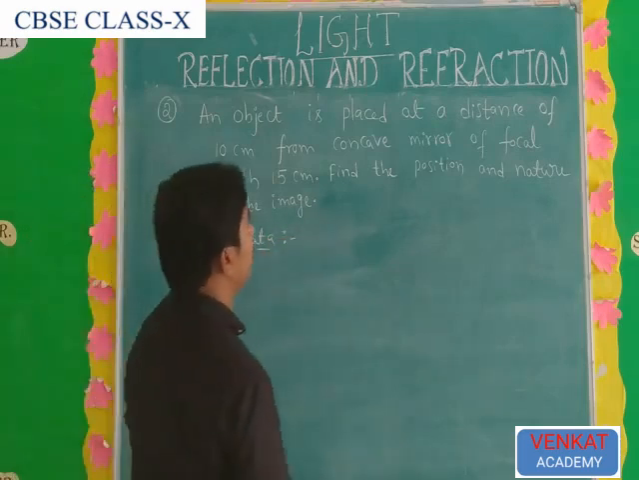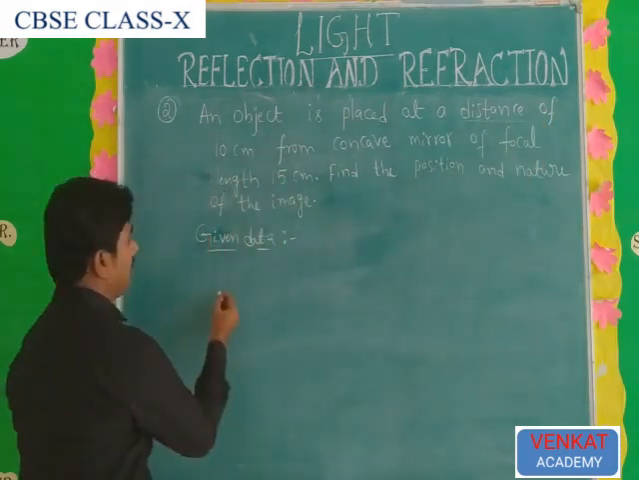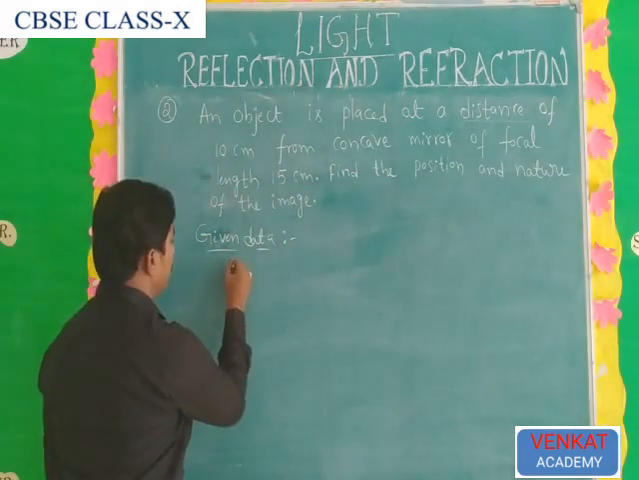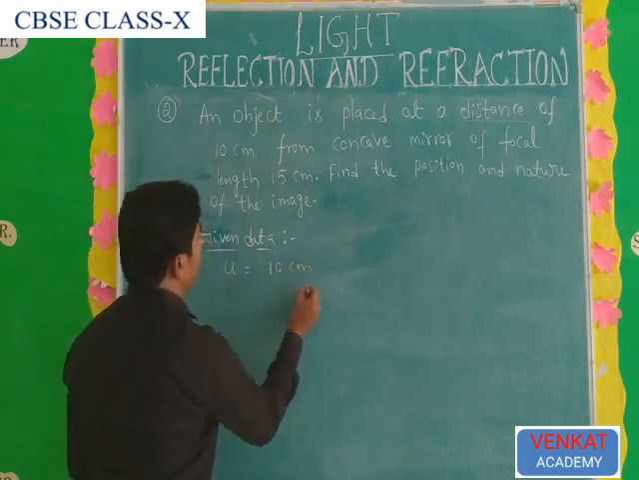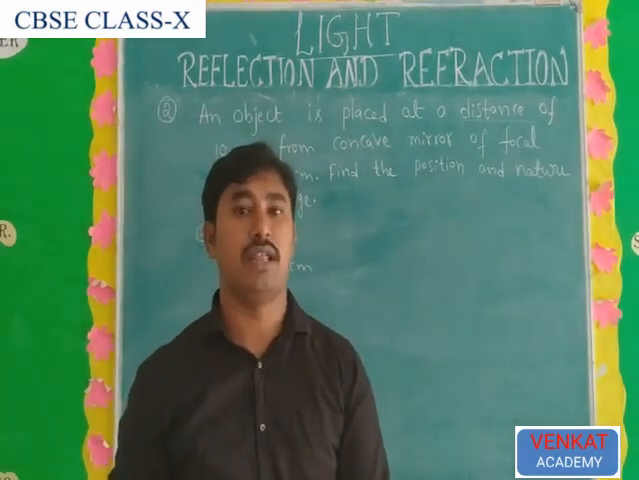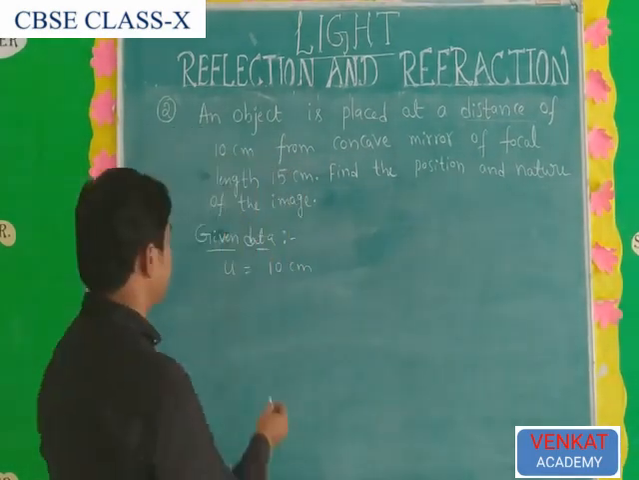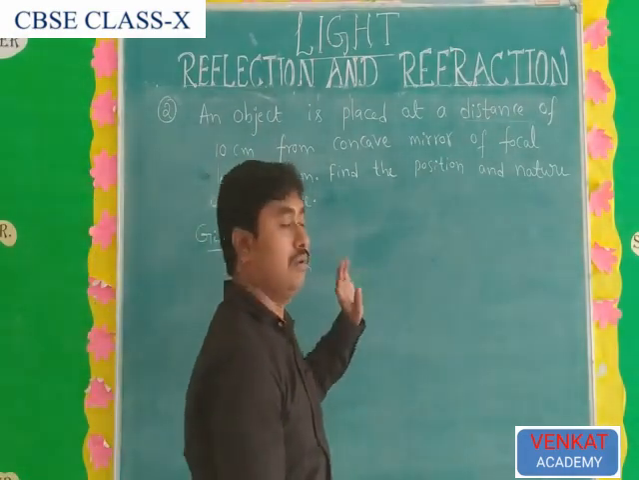First, the distance of the object is given. So you know very well what the distance of the object is. u is equal to 10 centimeter. In the last problem I explained that object distance should always be taken negative. So why is it negative? It is on the left side of the pole.